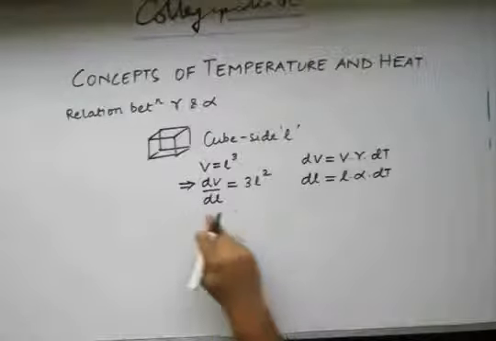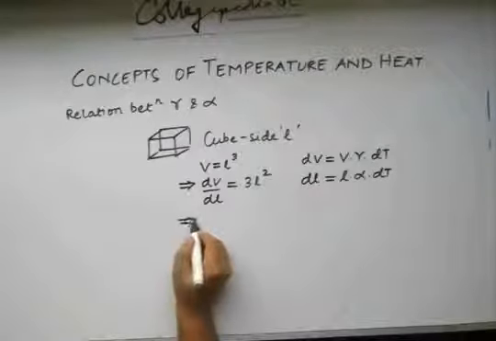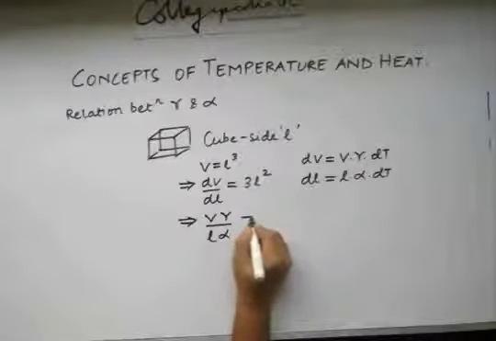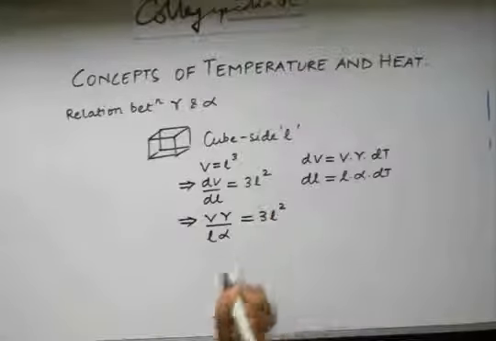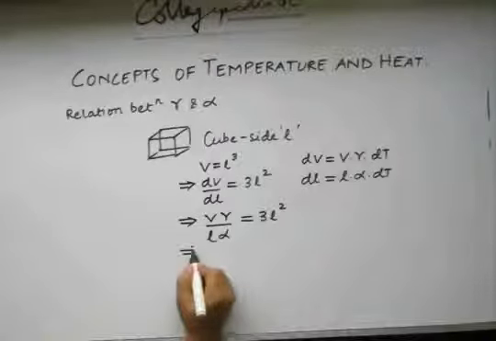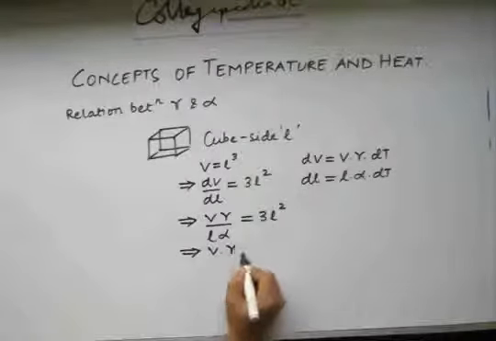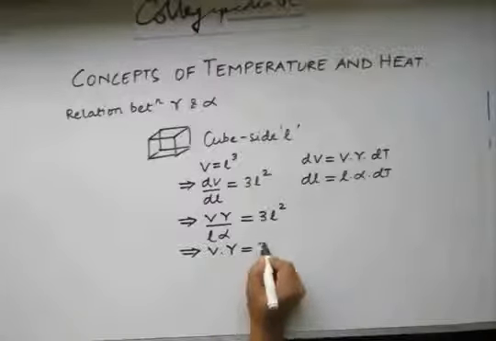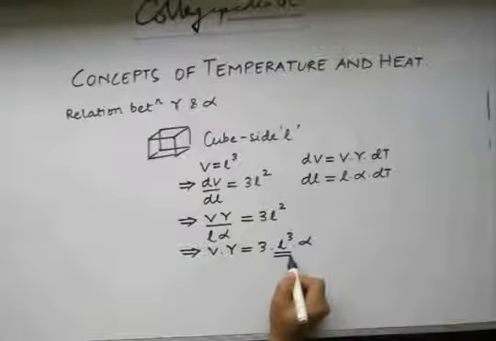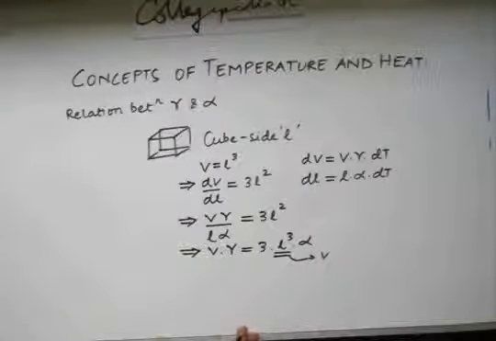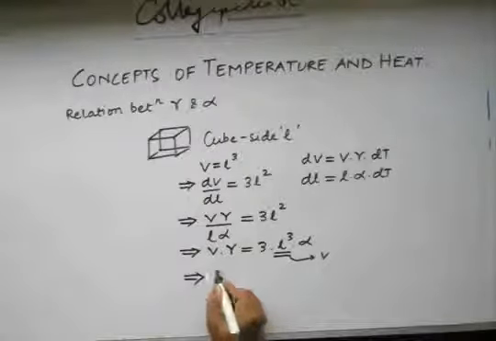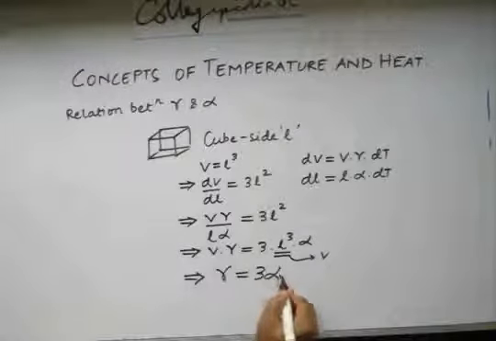If you replace these two in this expression, we get V gamma by L alpha equal to 3L square. If we rearrange this, the left hand side has V into gamma and the right hand side has 3 into L cube into alpha. This L cube here is nothing but V. So this V and this V cancel off. Thus we get gamma as 3 alpha.